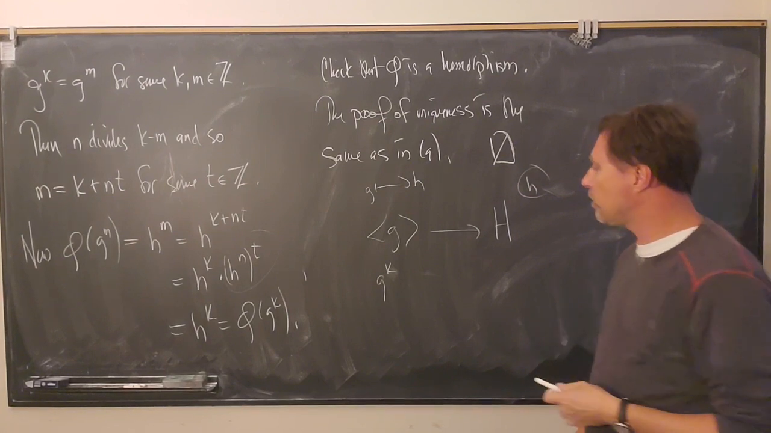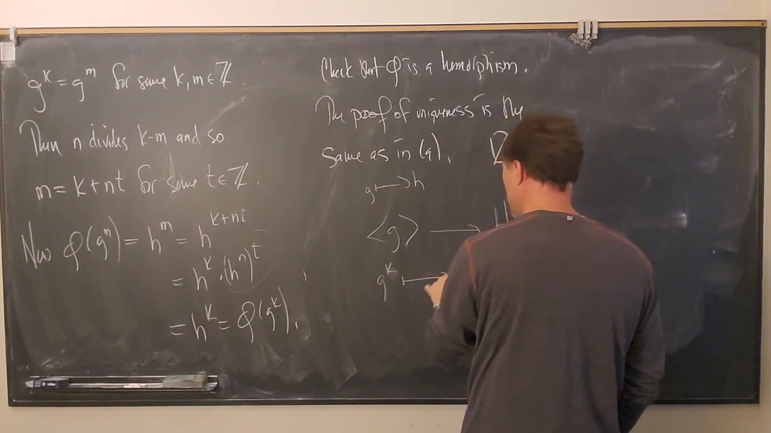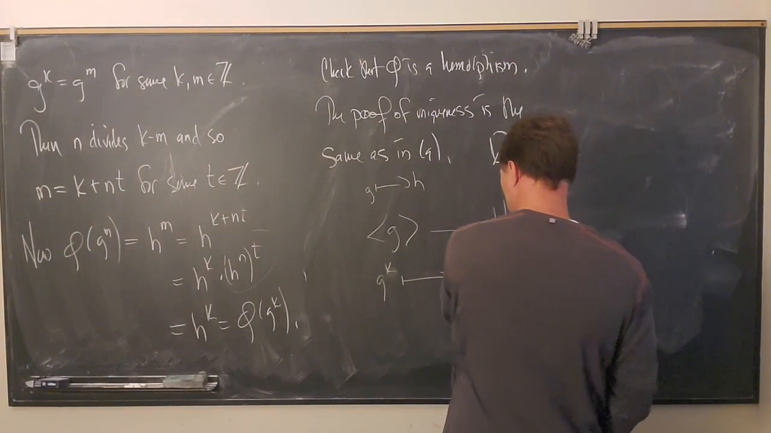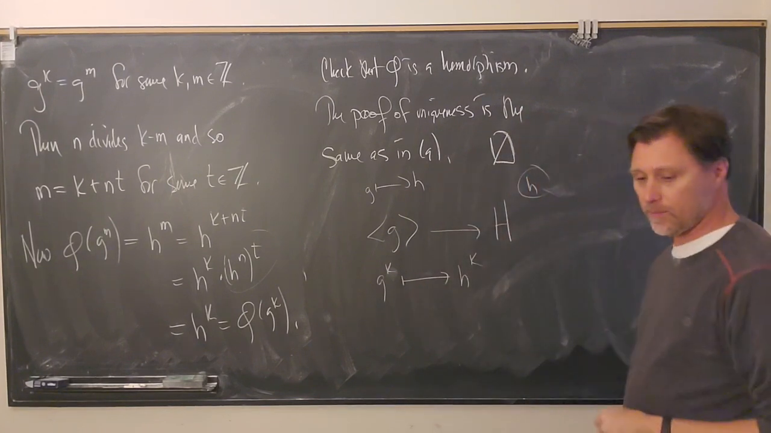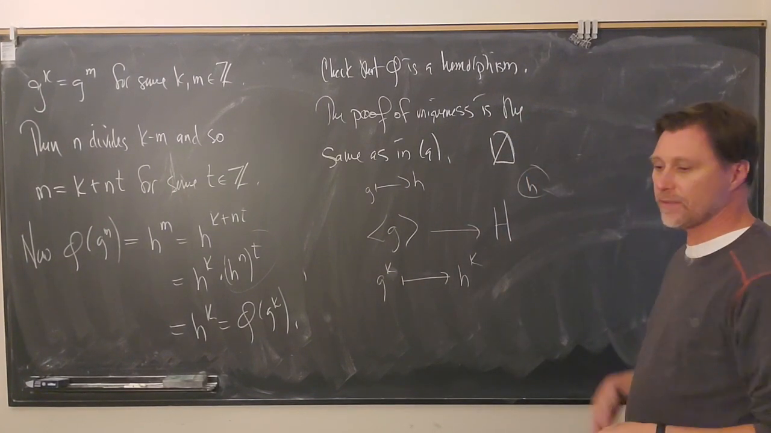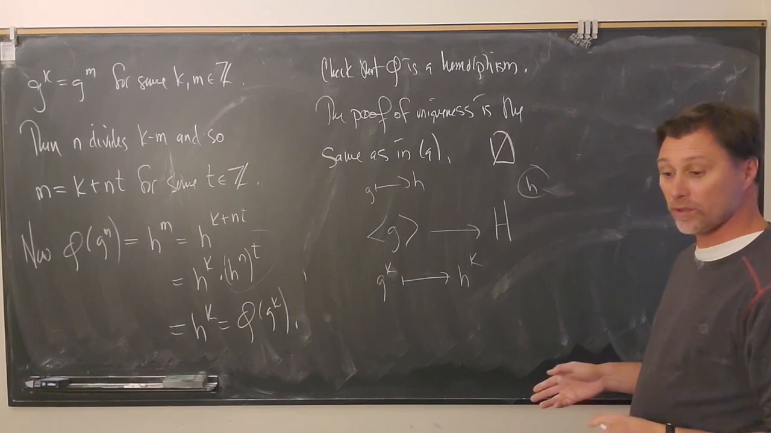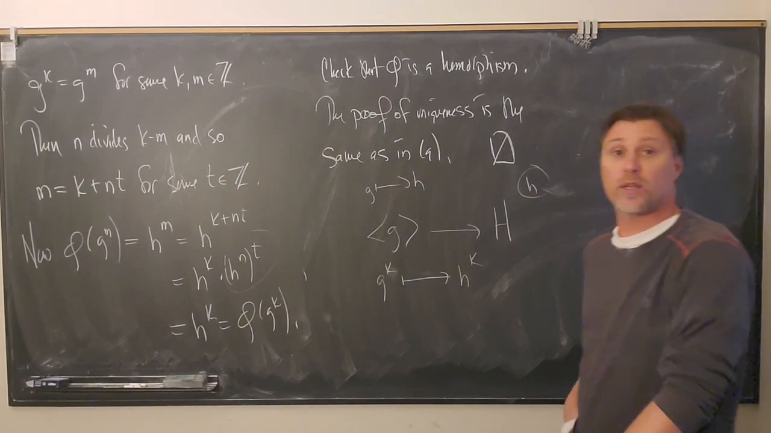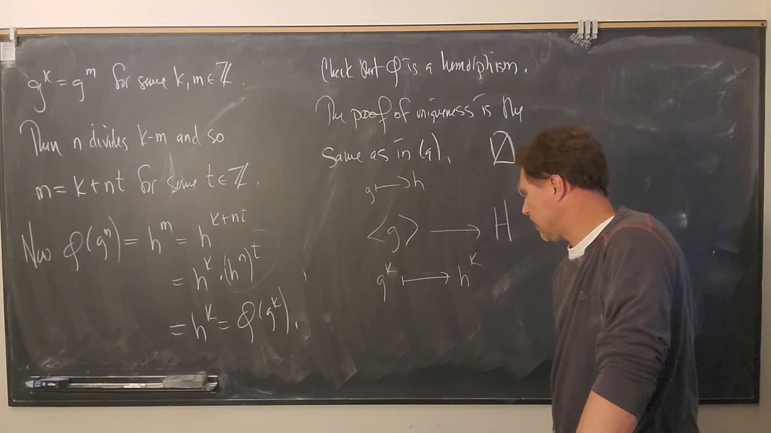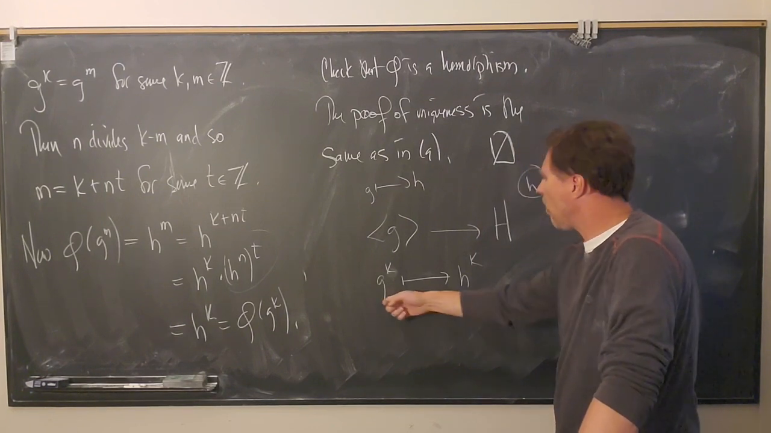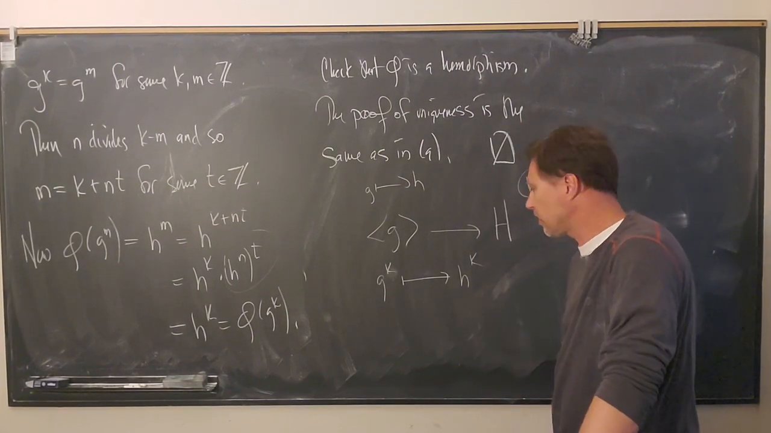Well, if it's going to be a homomorphism, then you have absolutely no choice but to send g to the k to h to the k. Now, in the finite case, of course, you've got to make sure that this actually would be well defined. That's where this equation h to the n equals the identity comes in. But this is the only thing that would work to make it be a homomorphism.